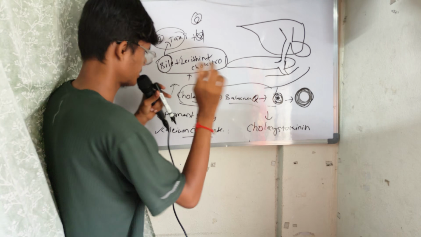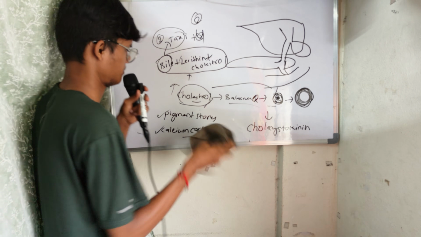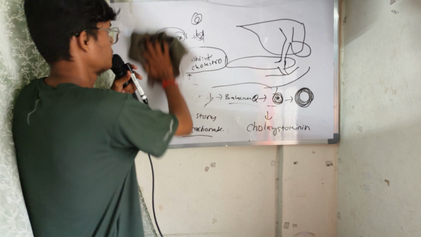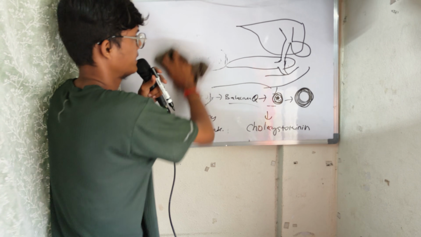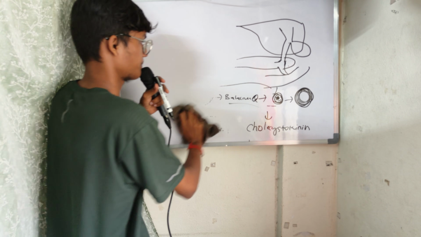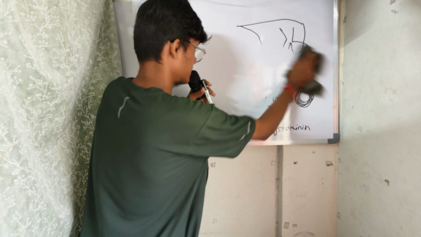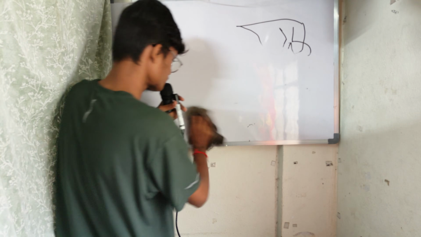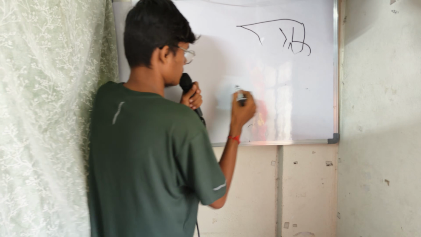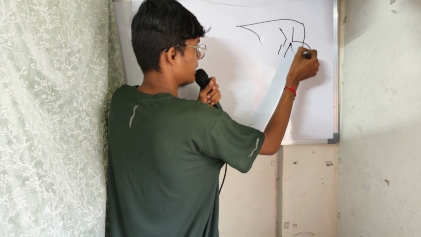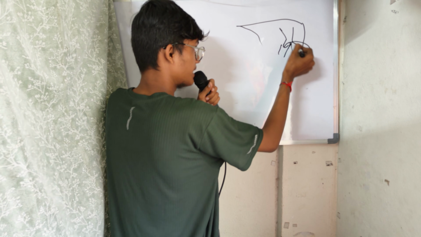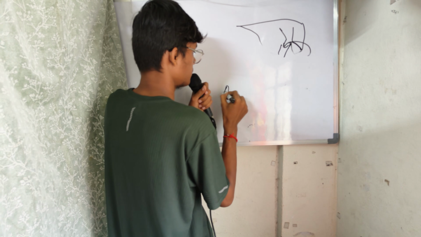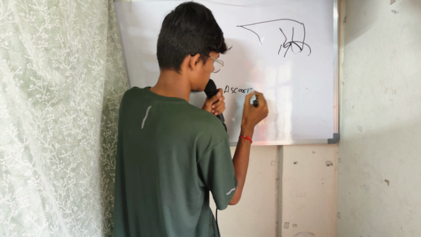And pigment stones. Okay, I told how cholesterol is accumulating and how cholesterol stone is forming. Then why are bile pigment stones forming? See, while the bile should be excreted, if the bile is not excreted, why? Ascaris.